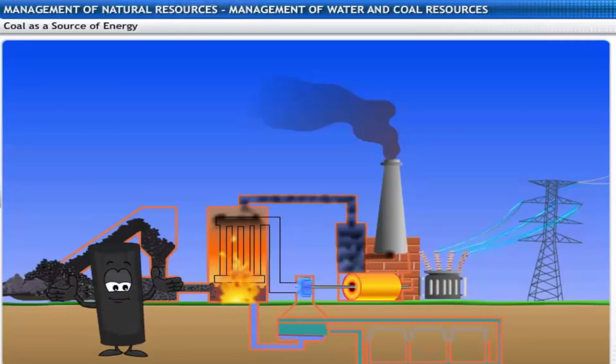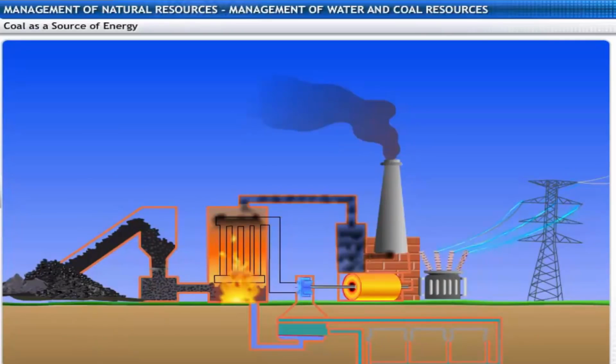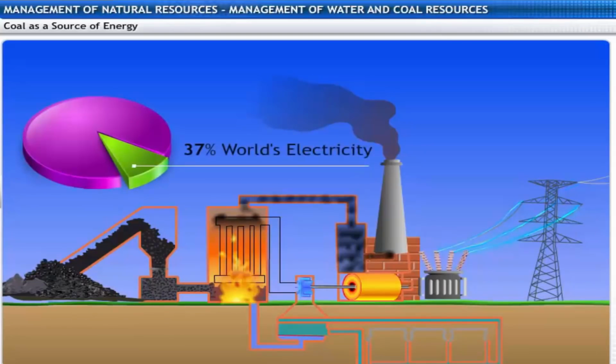I am very useful. Humans use me as a major source of energy. In fact, 37% of the world's electricity is produced using coal. This is also because coal is cheaper than other fuels like petroleum and gas, which are also non-renewable.